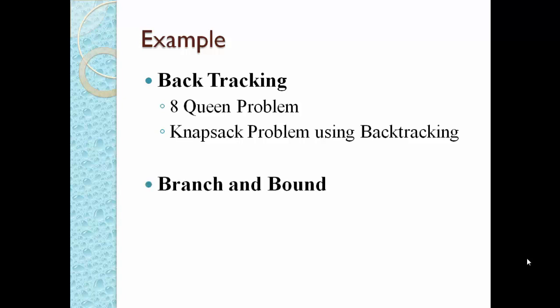Then using branch and bound, we can solve problems like the traveling salesman problem. So later on we will discuss the traveling salesman problem by using the branch and bound concept. So this kind of problem we can solve by using the backtracking concept and branch and bound concept. So this is all about backtracking and branch and bound. This is the simple introduction of both concepts. Later on, in detail, we will discuss how we can solve a problem by using both these methods.